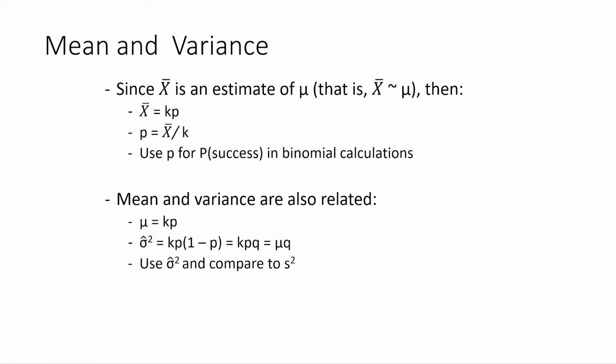Mean and variance are also related. So the mean, mu or X bar, again, is Kp. Our sigma squared represents our population variance. This little caret thing above it, sigma squared hat, means that it's an estimate. So our variance is equal to Kp times 1 minus P, or Kpq is the same thing. And because Kp is equal to mu, our variance is also equal to mu times Q. So our average times the probability of a failure. And we use this estimate of population variance and compare that to our sample variance, which we can actually calculate with our samples.